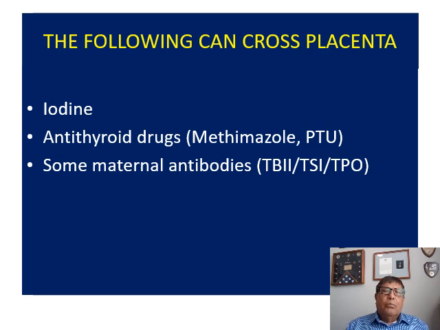And maternal antibodies, if the mother has some antibody, that might include thyroid peroxidase antibody, thyroid stimulating immunoglobulin, and thyroxine binding inhibitory immunoglobulin. These are all IgG in nature, and therefore they cross the placenta.